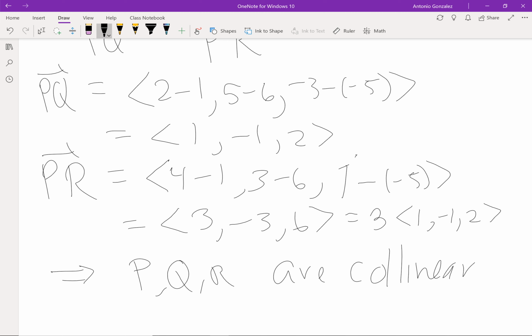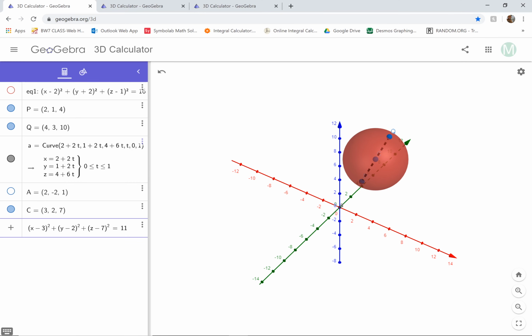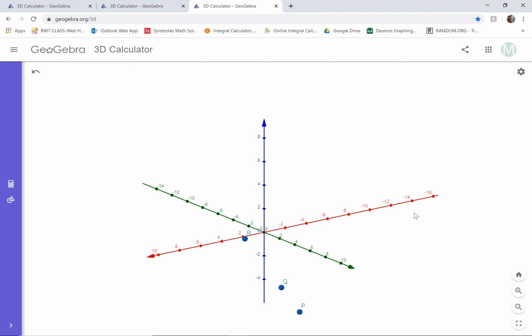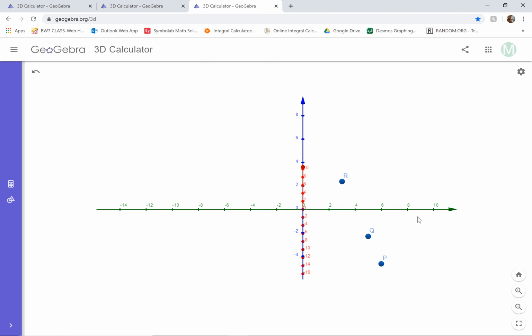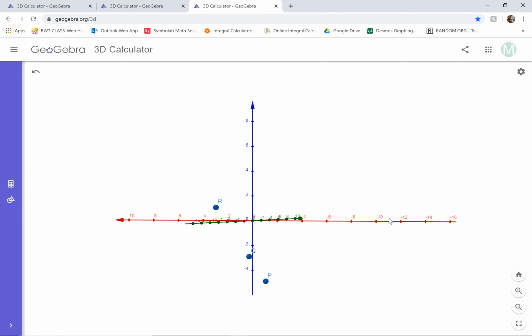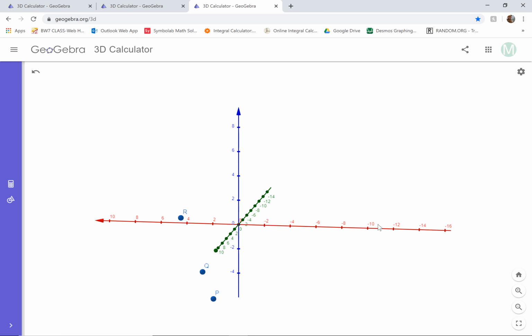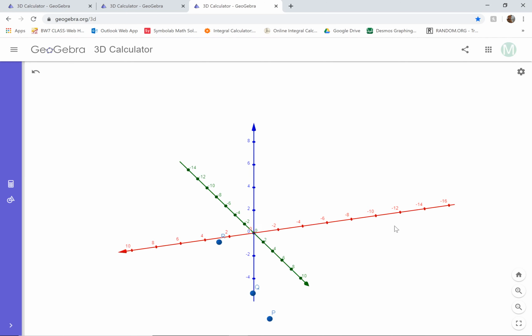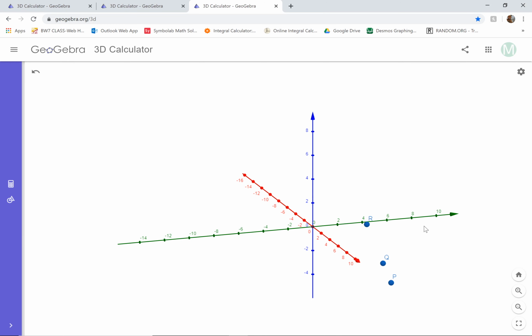Let me bring up a picture here. We see there are those points, P, Q, and R. Just looking at them, it looks like I can draw a straight line, but again, here it's kind of hard to draw. I'm just eyeballing it here.